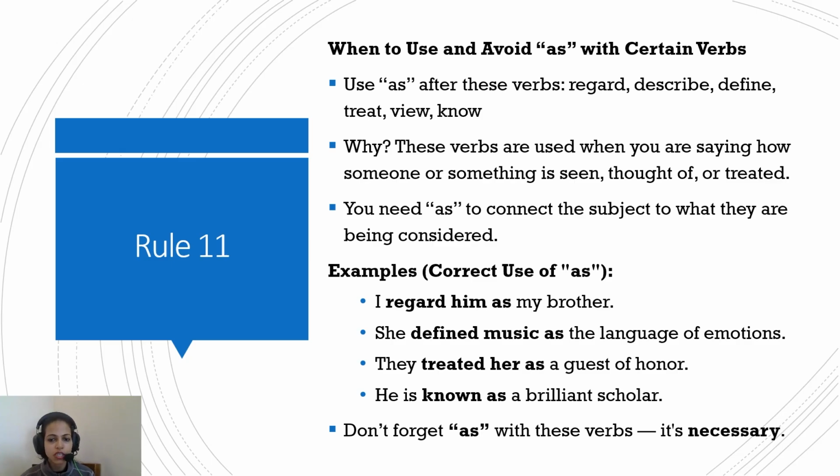So here, something that is seen as to be like these two parts are being added, I mean, joined by the use of the word as. So it's important to use the word as when you are dealing with these verbs: regard, describe, define, treat, view, know. The general meaning of all these verbs is more of a description kind of thing. These are sort of describing.